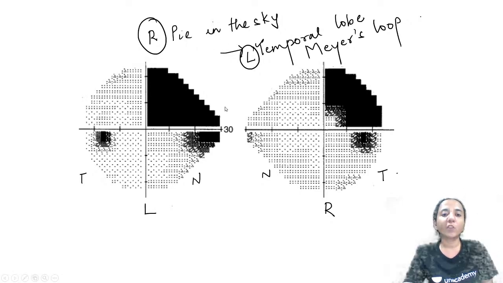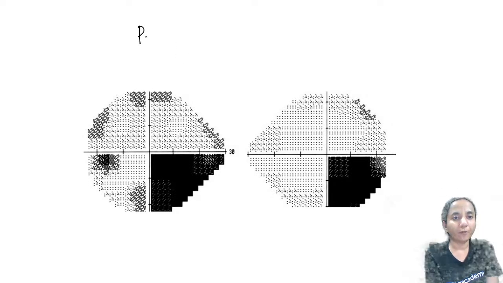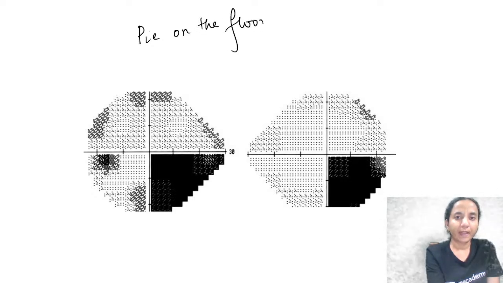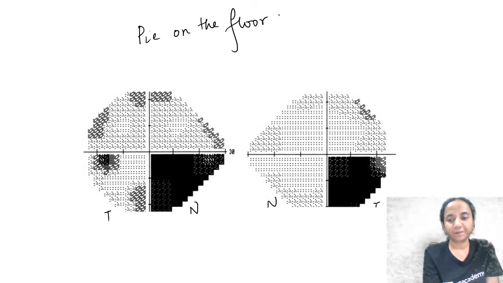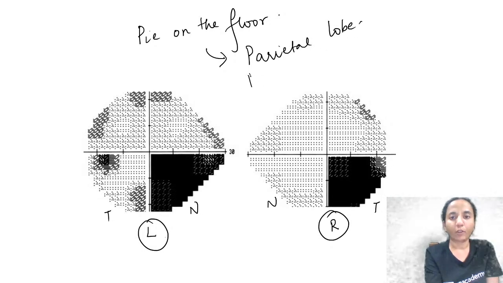The same goes for this picture also. This is just complementary to this, or I should say it's the counterpart of the previous picture. So इसको क्या बोलेंगे? This is called pie on the floor. And what is the site of the lesion? The site of the lesion, correct, it is the parietal lobe or the Baum's loop.